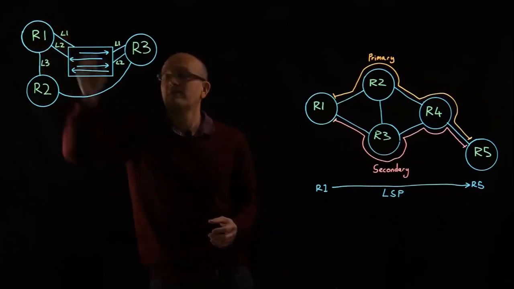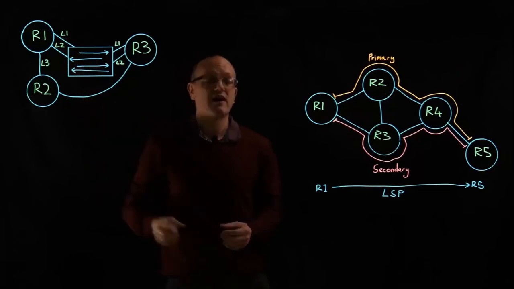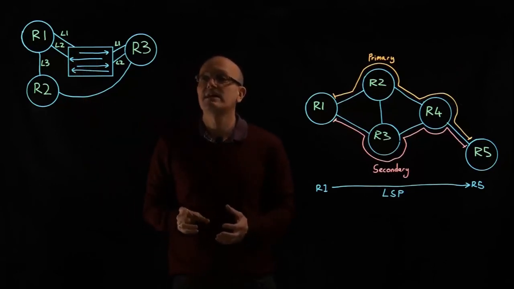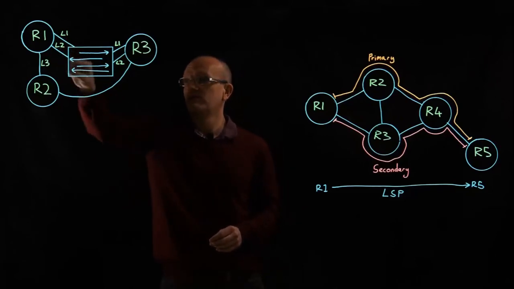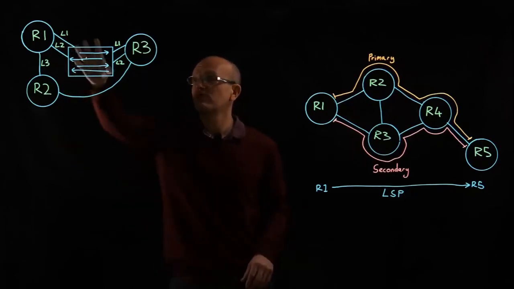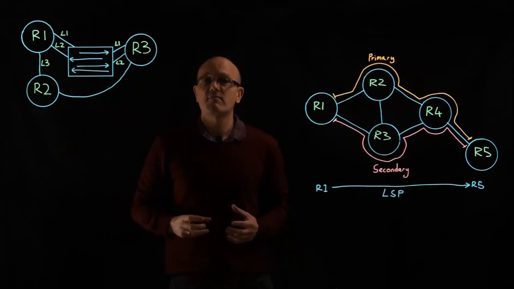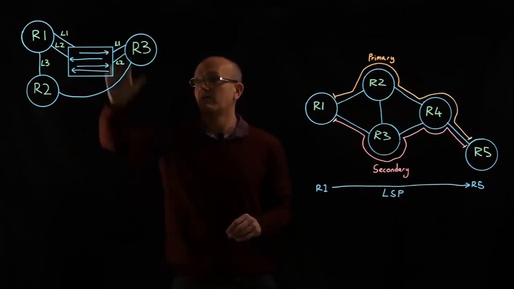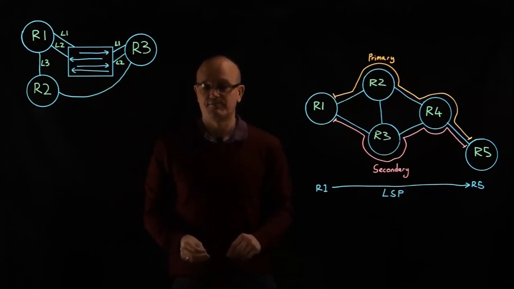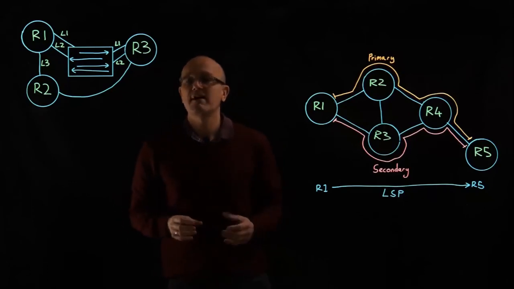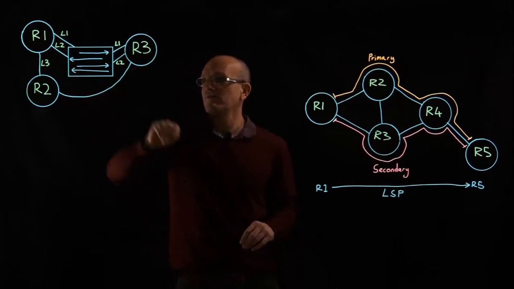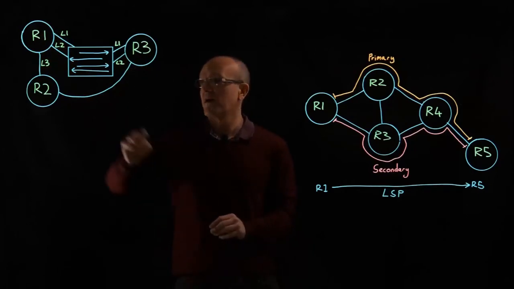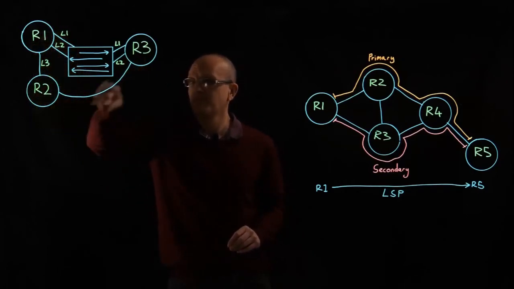As far as R1 is concerned, these links are completely diverse, so he is likely going to form the primary and the secondary LSP on these two links. And then if this switch were to fail, both the primary and the secondary LSP are going to be torn down at the same time. What would be better is if we have the primary path running through the switch, and the secondary path running via R2.